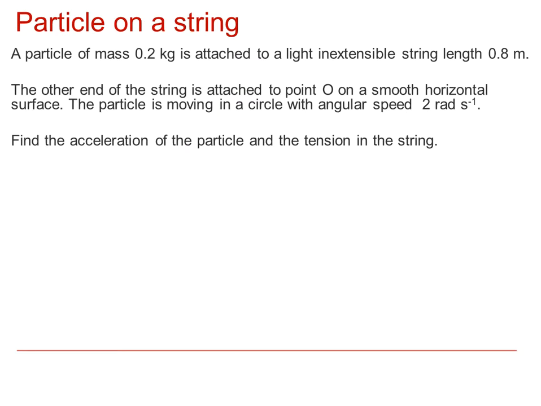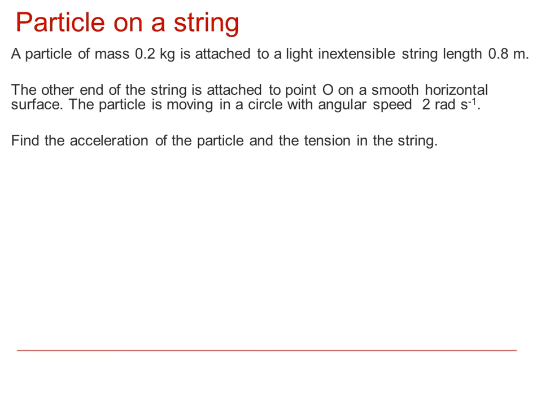In the first case we've got a particle of 0.2 kilograms, which is on the end of a light inextensible string, length 0.8 metres. Light inextensible is a mathematical modelling concept. Light means that we don't have to take any note of any mass that it might have, so it's so light that the mass can be ignored. Inextensible means it's not going to stretch at all with any forces. So both of these are approximations for the modelling.